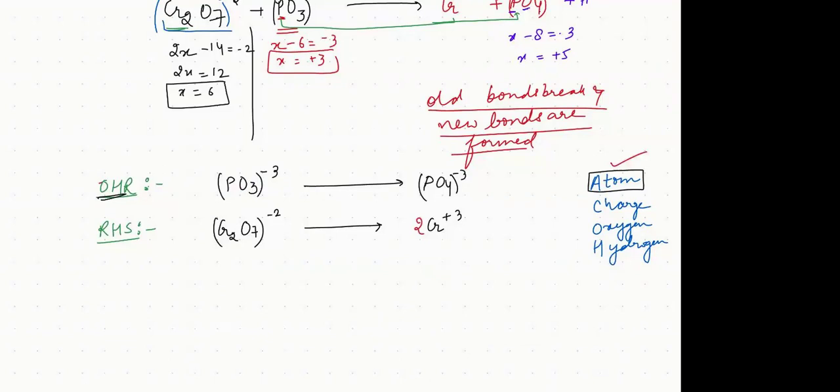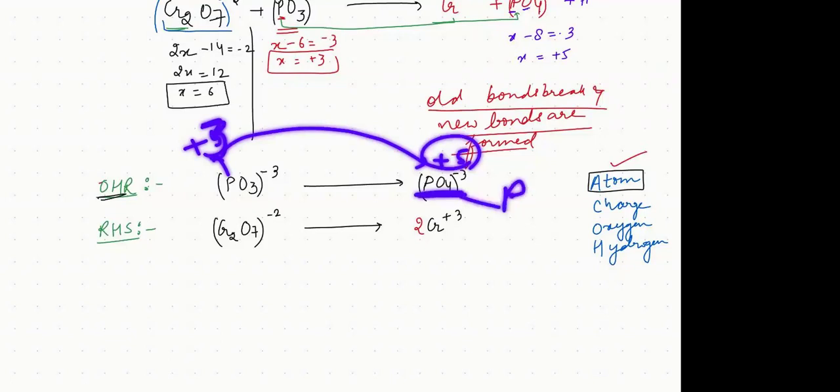Now just have a look. What is happening? One phosphorus is carrying a plus 3 charge, and when it goes to the product side, it becomes plus 5 charge. That means when PO4 breaks off, it gives me a phosphorus with a plus 5 charge. And when PO3 breaks off, it gives me phosphorus with a plus 3 charge.